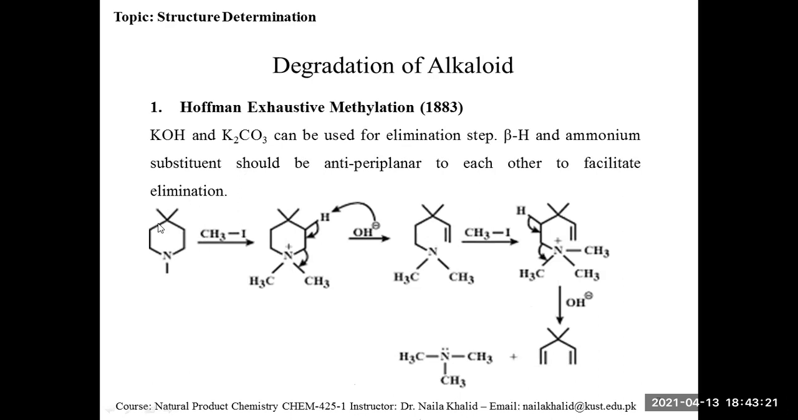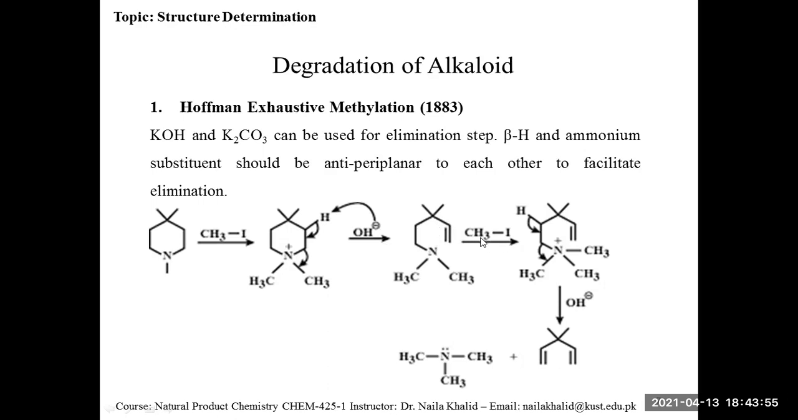Here is nitrogen in the heterocyclic ring. It is tertiary in nature. When it is treated with methyl iodide, it is converted into a quaternary ammonium salt. In this quaternary ammonium salt, the hydroxide base will eliminate here. The base will attack over here at hydrogen. This is converted into a double bond, and then the C-N bond is broken. So you will get an alkene over here.